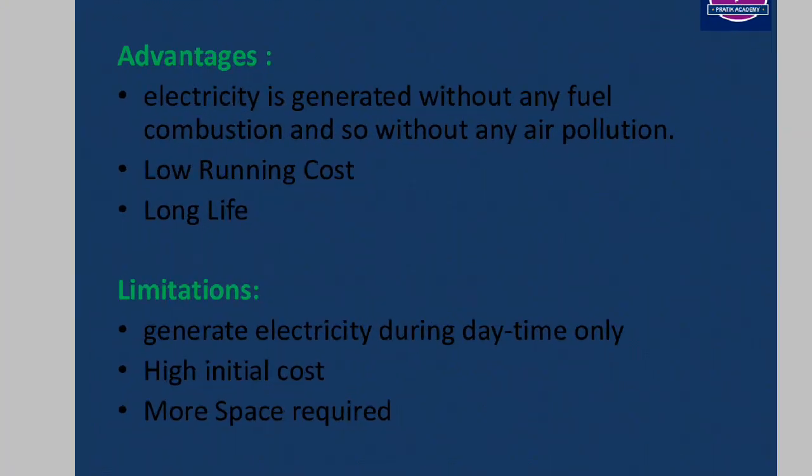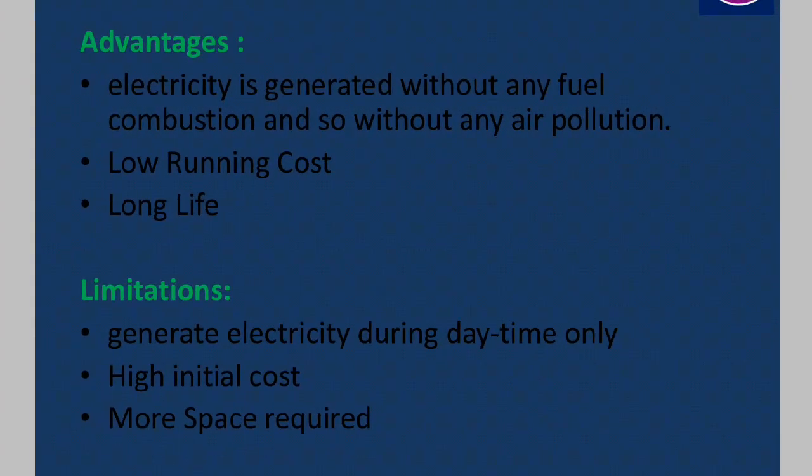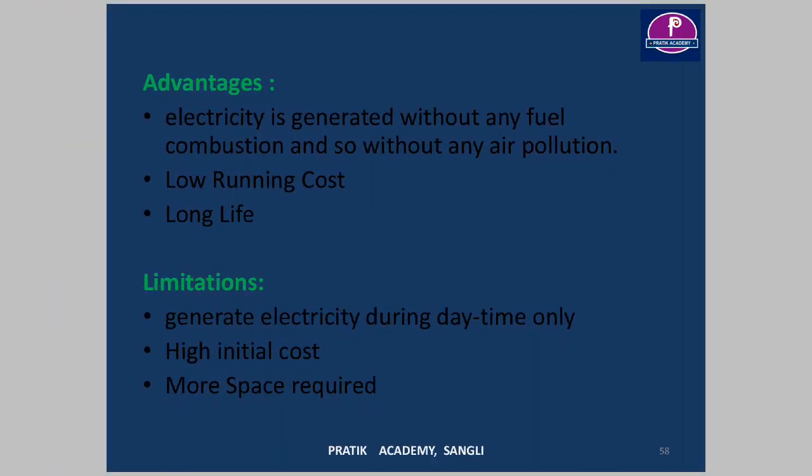So what are the advantages here? First, electricity is generated without any fuel combustion, so without any air pollution. This is the first advantage. Second is low running cost, because there is no moving part. As there is no moving part, the life of a solar power plant is long. If you go to the market, you can find that solar cells are given a 25 years warranty. This is a very long life.